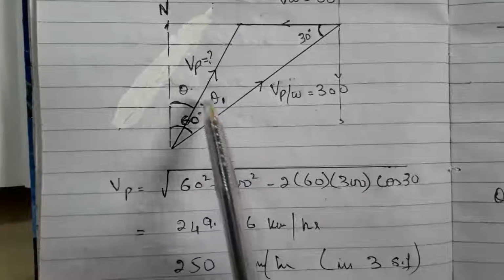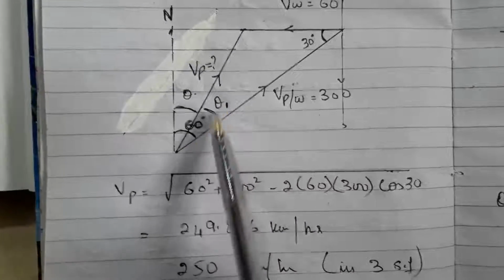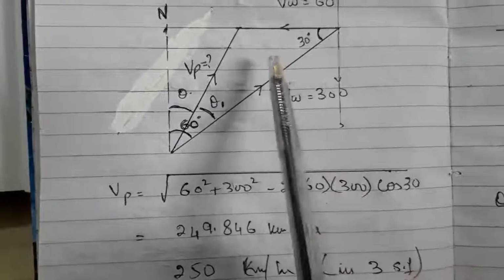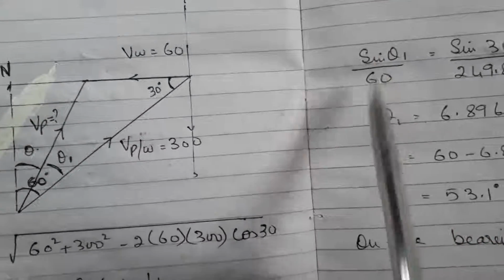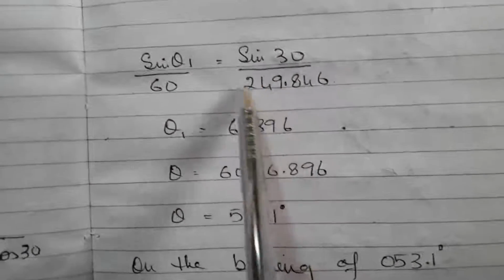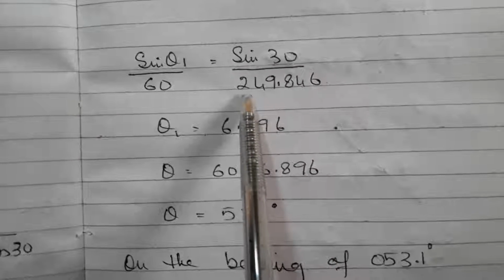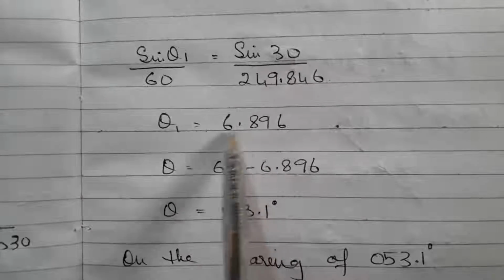To find out this angle, I will find out this angle first and then subtract it from 60. So I will apply the sine rule. Let's see here, this is my theta 1. So I am doing sine theta 1 over 60, which is here, and then sine 30 over this side. You can see here, I have applied it here. This side we have just found, the magnitude of the velocity of the plane. So after calculating, I got theta 1 equals 6.896.